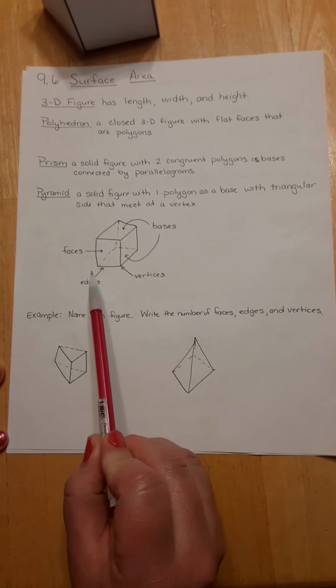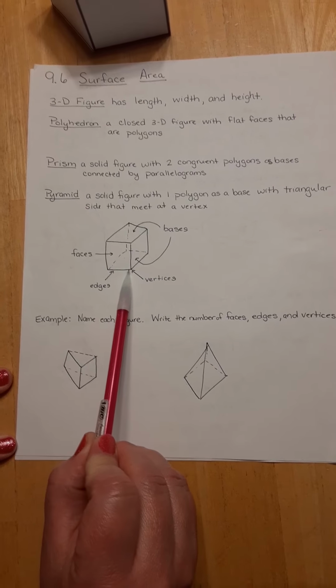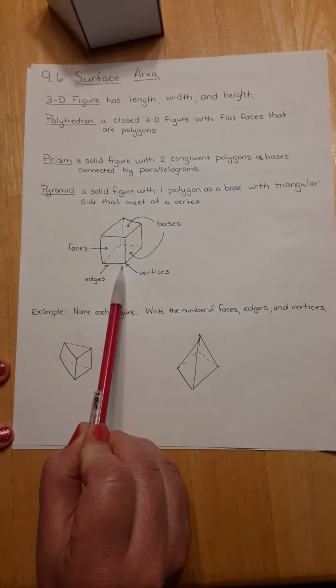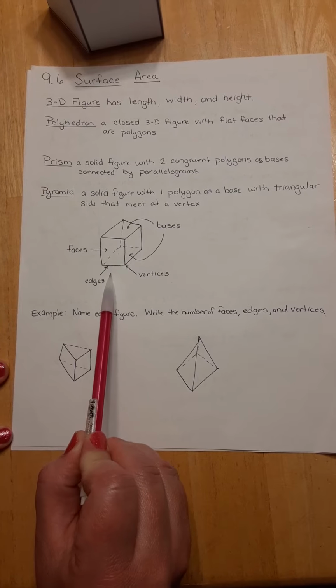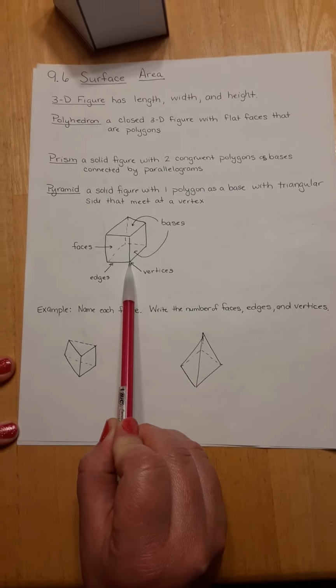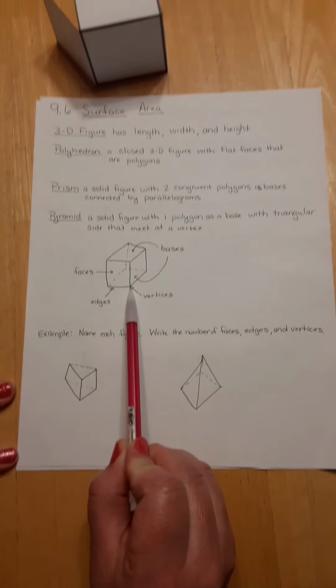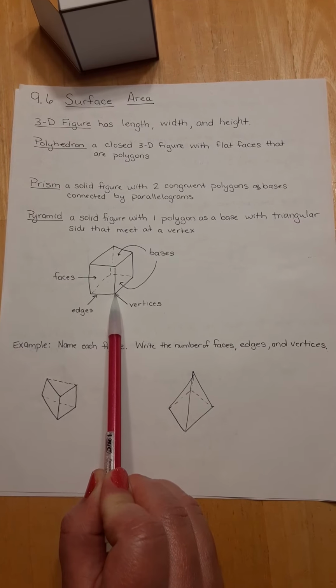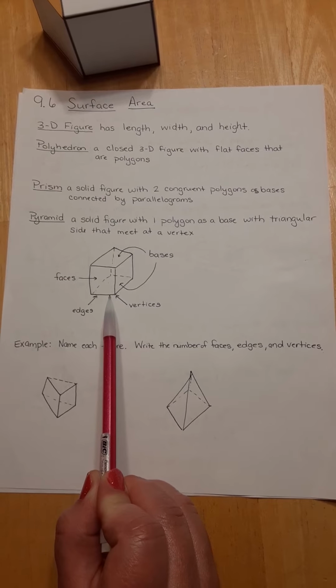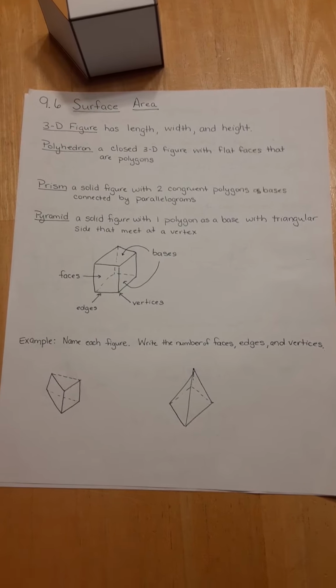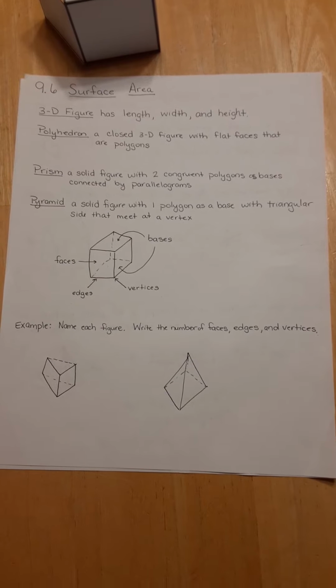And then we have what are called edges. Edges are that straight line that connects our multiple faces. And then we have what is a vertex. Our vertex is the point where we've got edges that come together and form a point. That is a vertex.